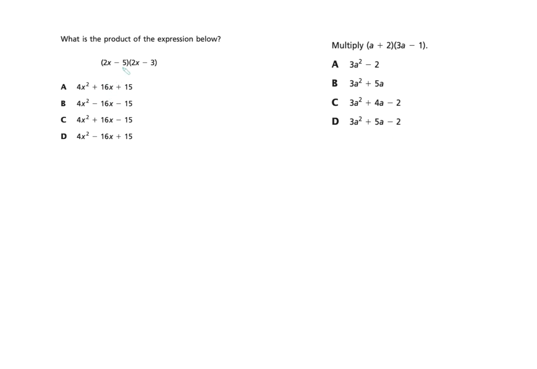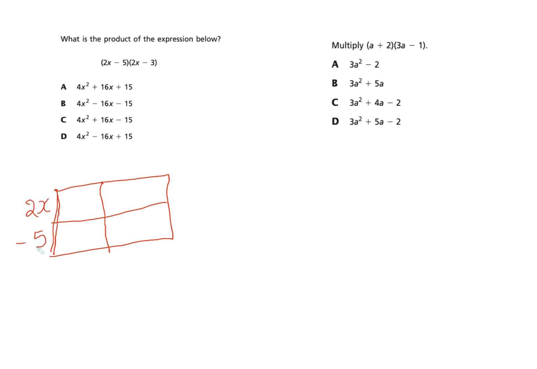Now here we have to multiply a binomial times a binomial. They want to know what is the product of the expression below. So for my high school equivalency students, I draw a box like if I'm in science class and we're looking at the Punnett squared. So over here this is a 2x and down here is a minus 5. And up here is a 2x and over here is a minus 3. And I begin my multiplication.